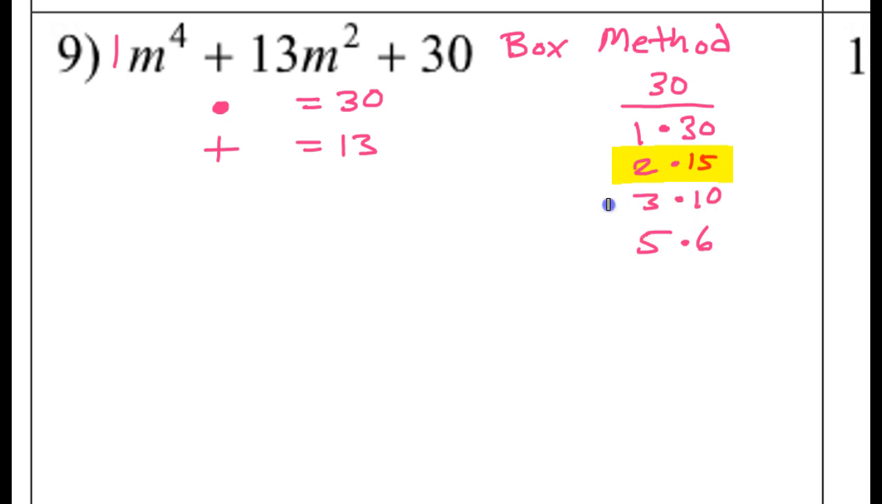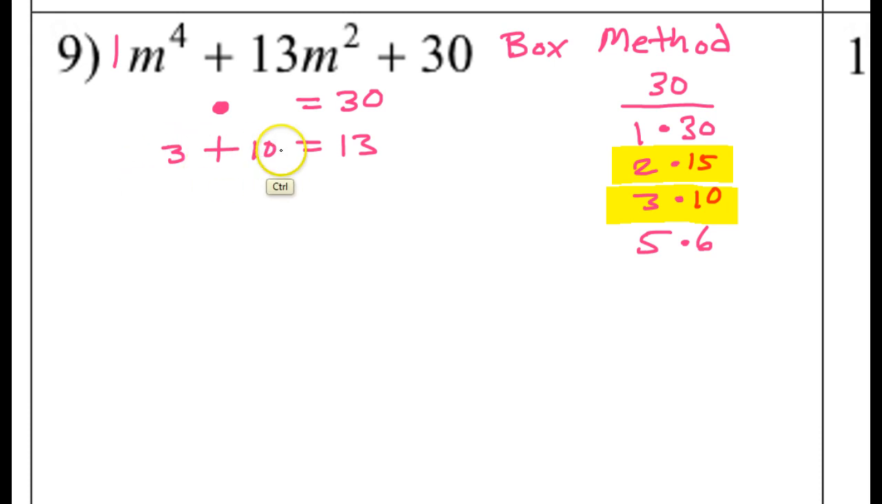Or I can make a 13 out of 3 and 10, or if I just leave them both positive. Considering the fact that I don't see any negative signs anywhere, it's a safe bet that I'm going to end up using the 3 and the 10. So let's just go straight to that, but if it doesn't work out, I've still got the 2 and 15 to play around with. So 3 and 10.